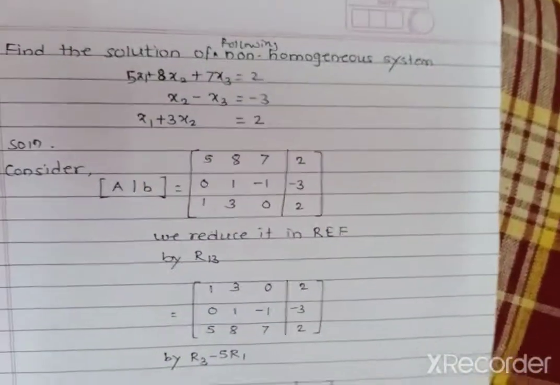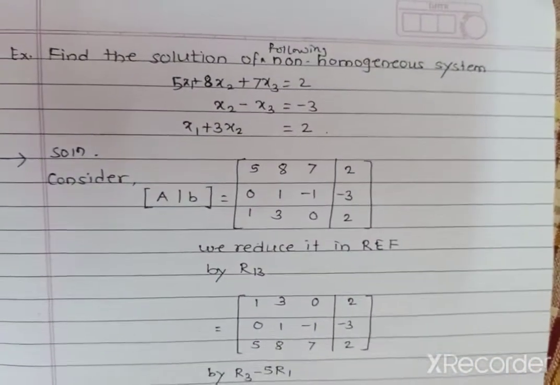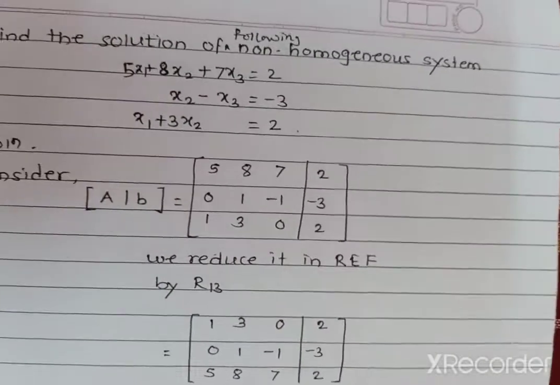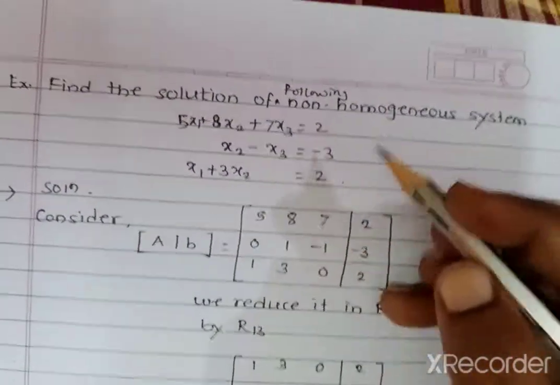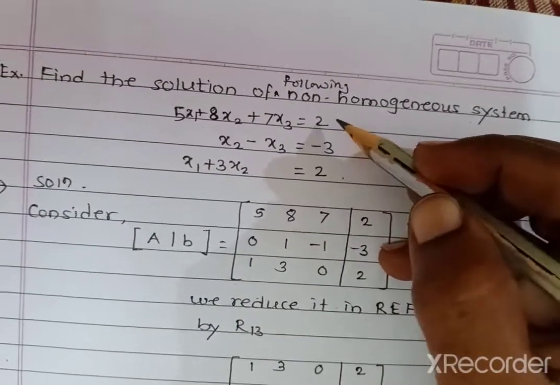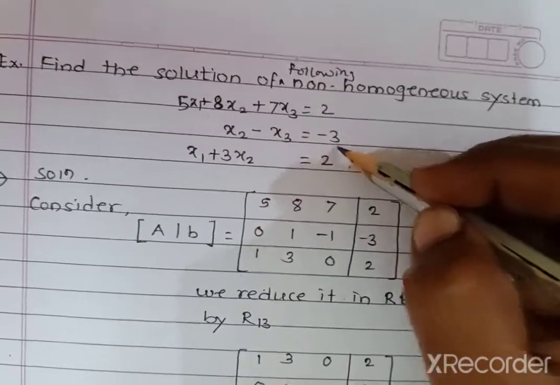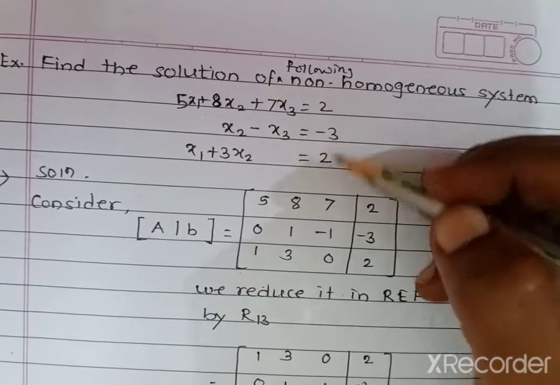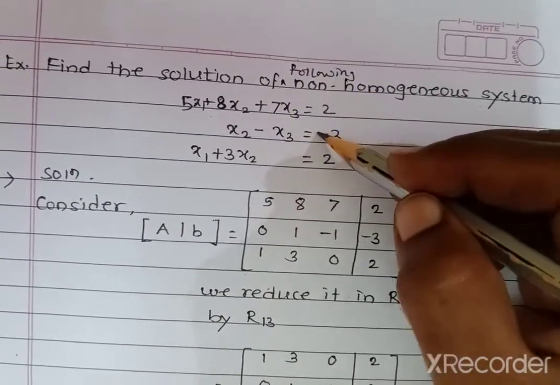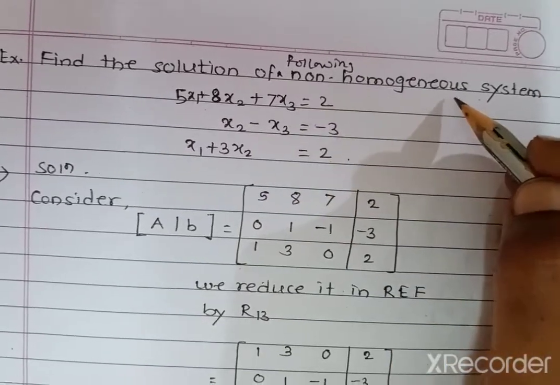Now in our next example, we'll find the solution of a non-homogeneous system. So here we discuss an example related to the non-homogeneous system. How can we say it is a non-homogeneous system? See here, the entries are 2, minus 3, 2. Those entries are all non-zero, so according to this, the system is non-homogeneous.